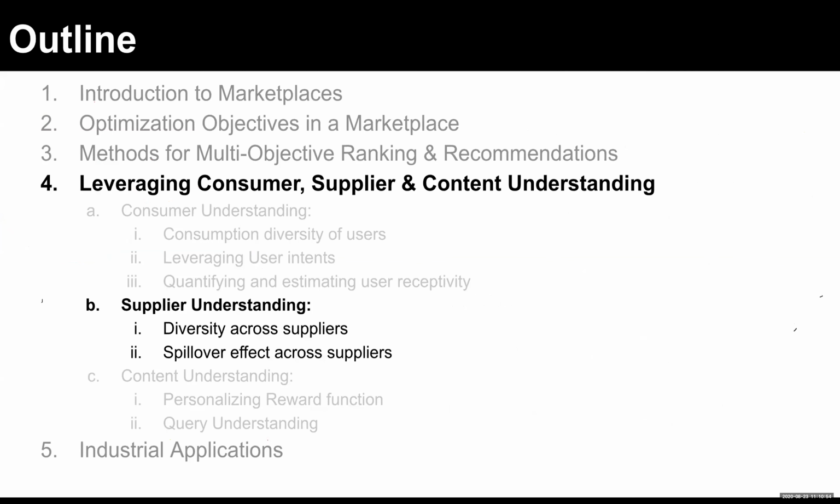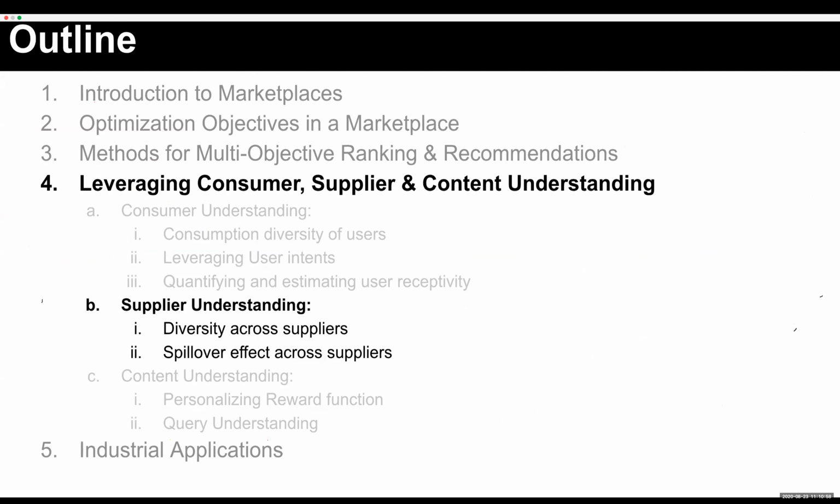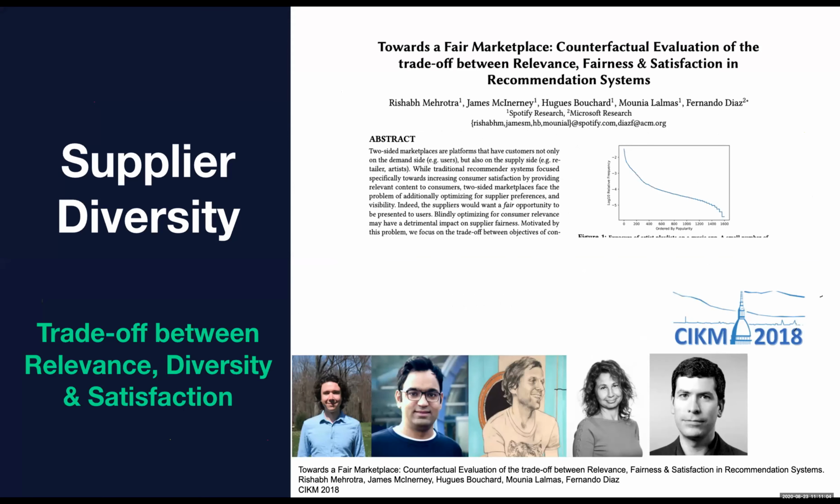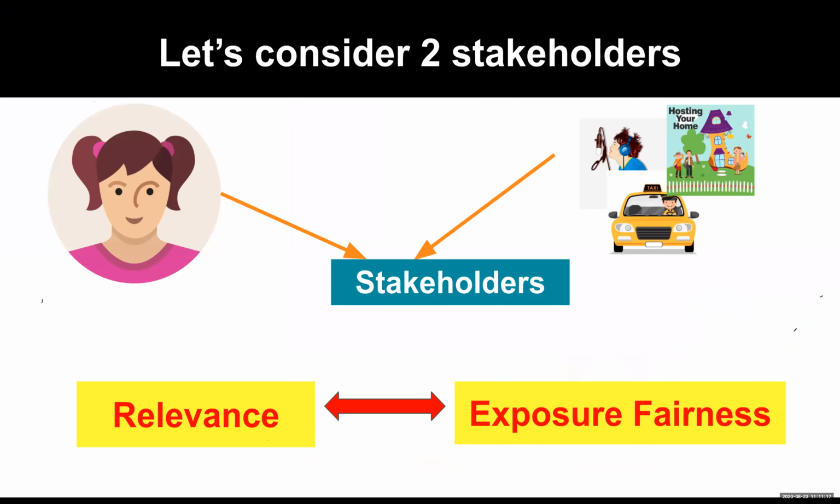Quickly going into a couple of projects on supply understanding, and I want to make sure we have enough time, as we are slightly behind schedule. In supplier diversity, this is the paper I mentioned briefly. This is a second paper looking at a trade-off between user relevance, diversity, fairness from the supply perspective, and user satisfaction. Again, we consider two stakeholders: relevance and exposure fairness.